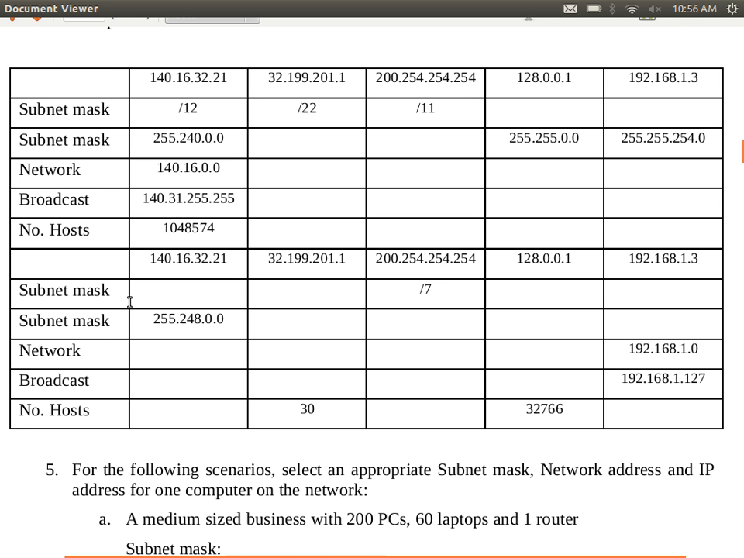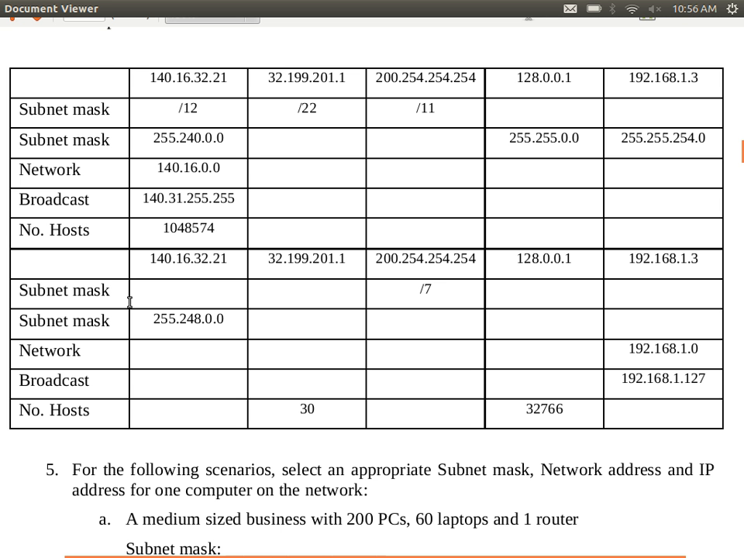This is our network address. It's an address that we can use to refer to the entire subnet, the entire network. So I can say that my computer with IP address 140.16.32.21, subnet mask 255.248.0.0 is on the subnet with address 140.16.0.0 and subnet mask 255.248.0.0. And your computer, if it's on the same subnet, must have the same first 13 bits.